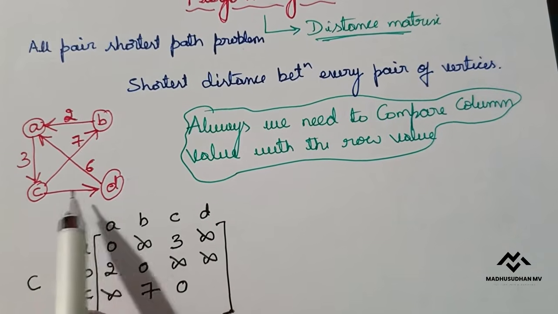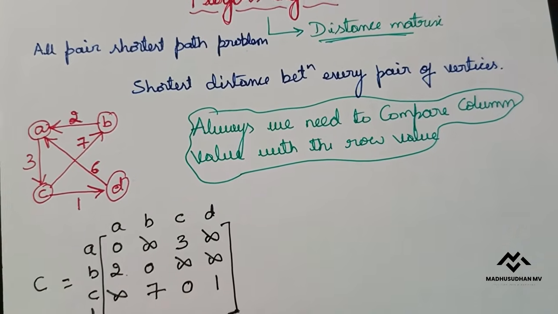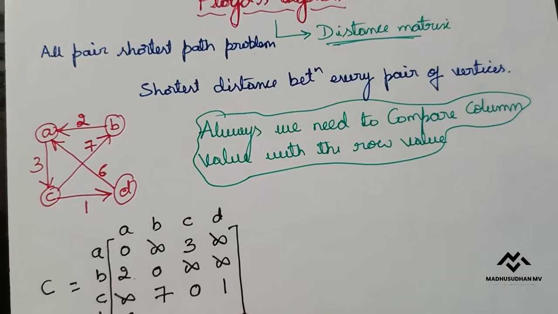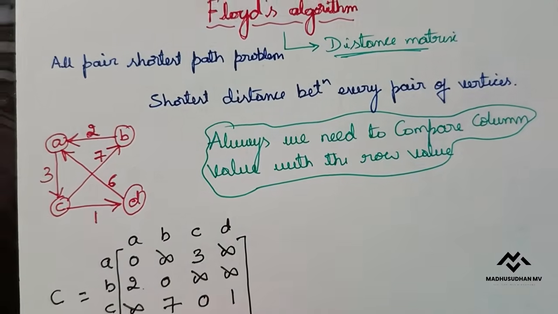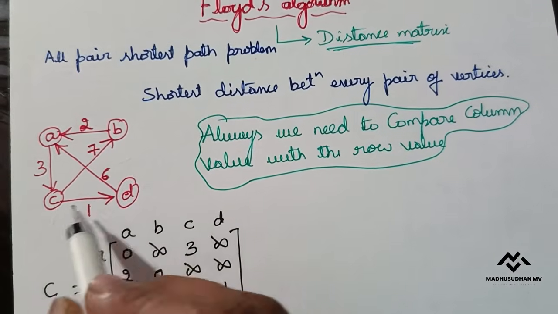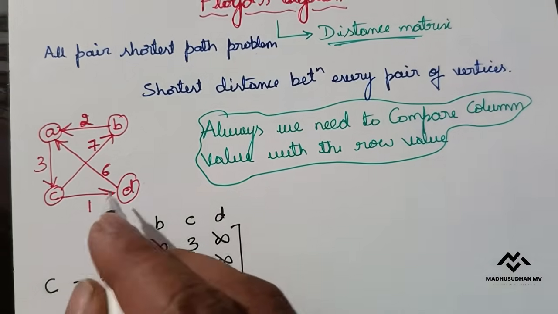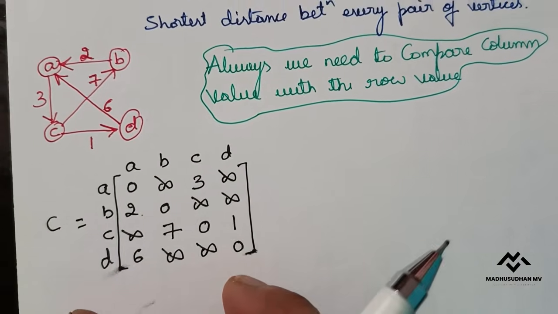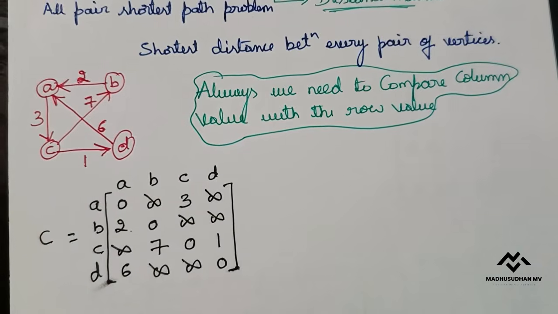C to D, is there an edge? Yes, a direct edge, that is cost 1. D to A, is there an edge? Yes, that cost is 6. D to B, is there an edge? No, so infinity. D to C, is there an edge? No, infinity. D to D, 0. So this is our cost adjacency matrix for the given graph.